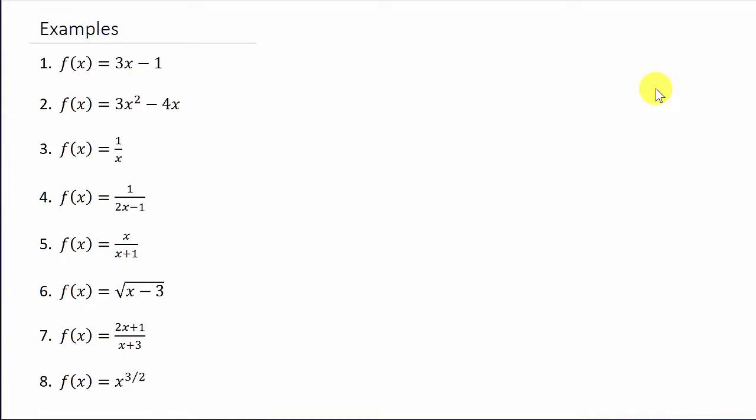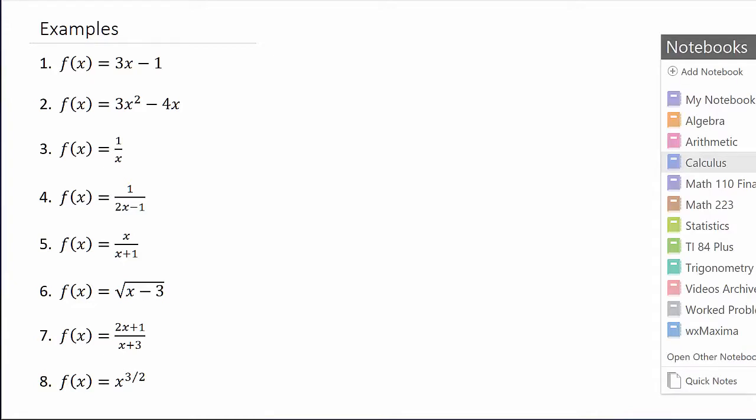Alright, so let's look at this example here, finding the derivative of a function using the definition. Got about 8 examples I'm going to work. This is the 8th one. These are the other examples here. Each example has its own video, so this would be video 1, 2, 3, all the way down to video 8, so you can check those out. Alright, so let's get started.